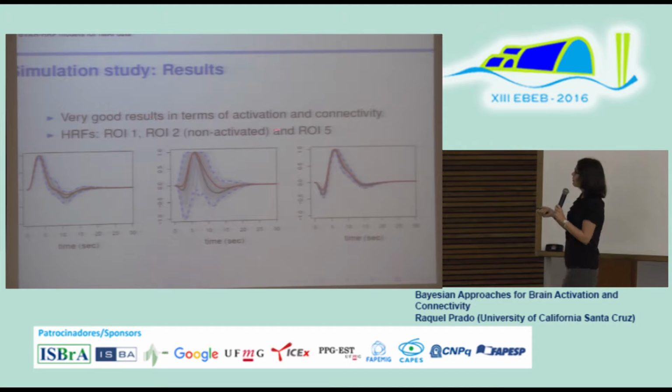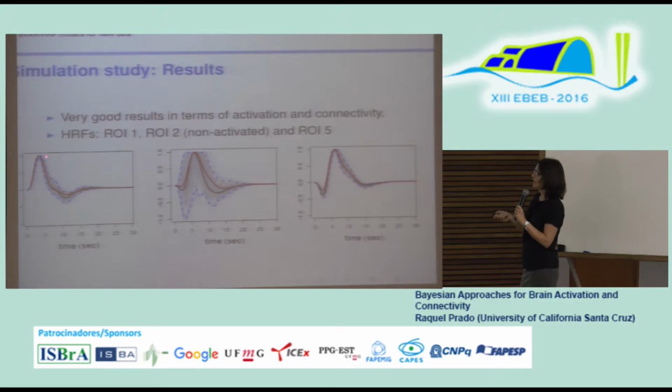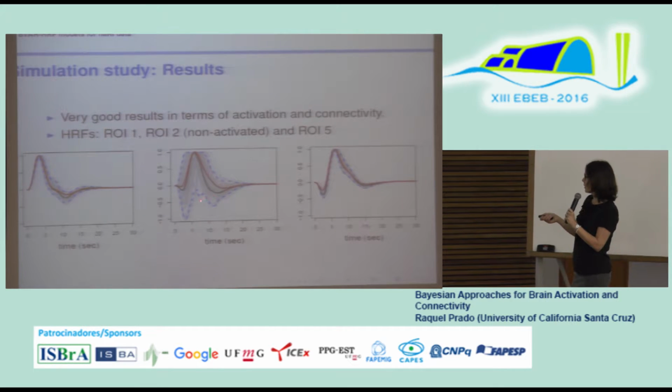So we looked at just the results in terms of activation and connectivity. We got very good results. This is posterior inference on those HRFs for 3 of the regions. I'm showing you here region of interest 1, 2, and 5, and there is more uncertainty for some of these because you have less information in the data about these hemodynamic response functions.